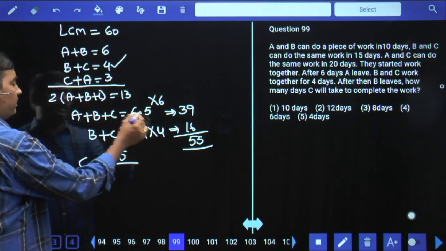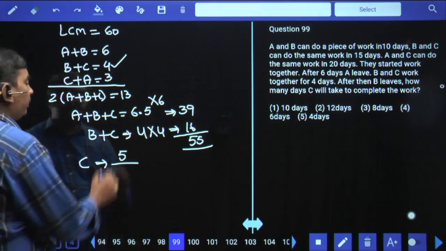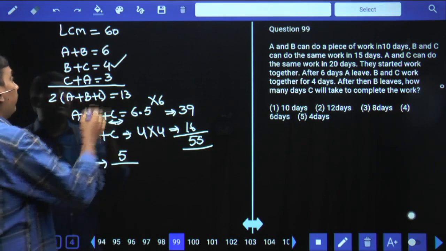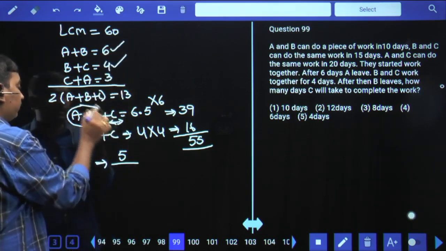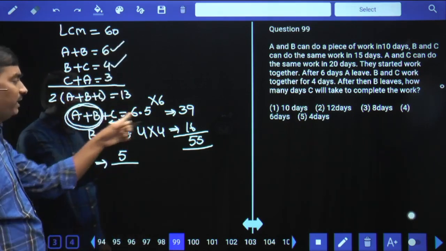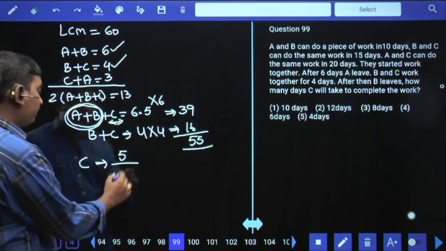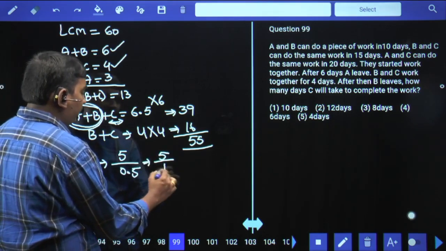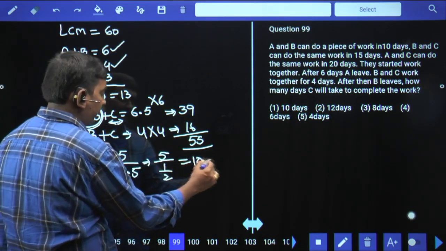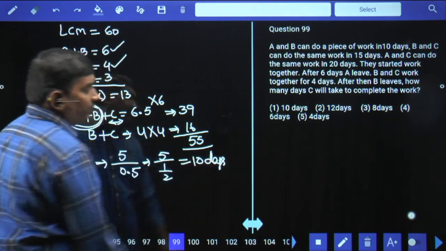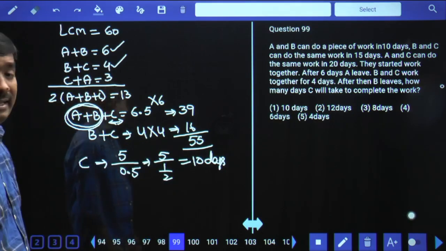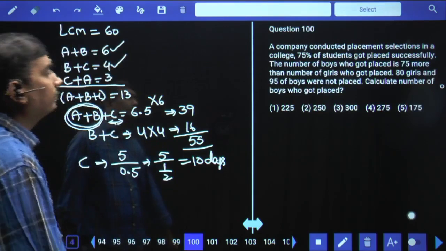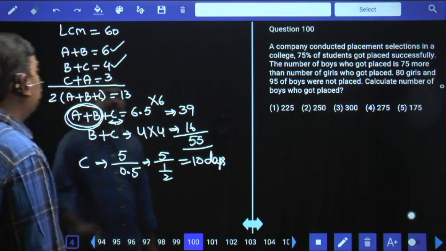A plus B plus C is equal to 6.5. If you want to find C's work, we need to subtract A plus B. A plus B in 1 day is 6 units. It means C can do 0.5 units. So the remaining 5 units are done by C in 10 days. Answer is 10 days. Next.